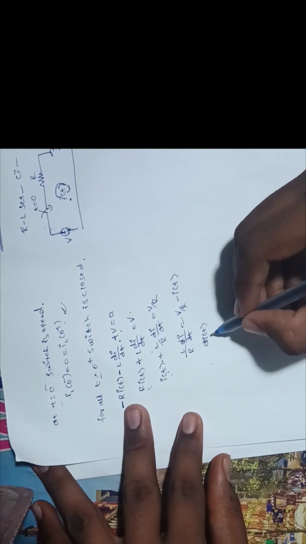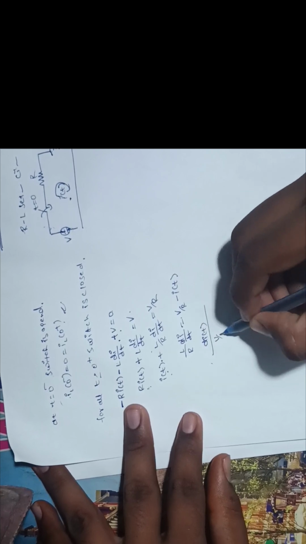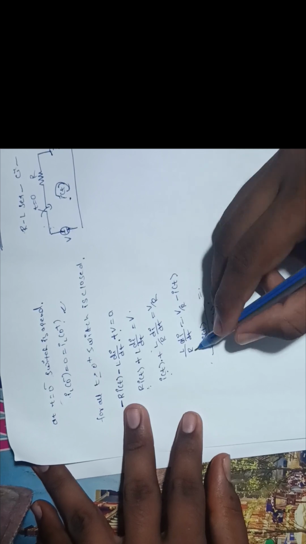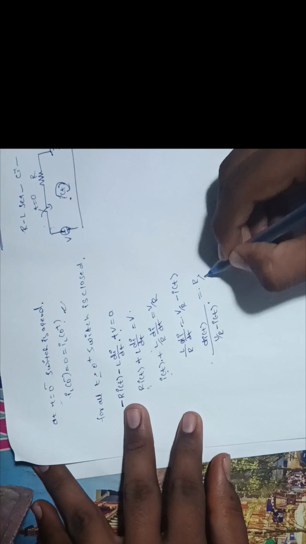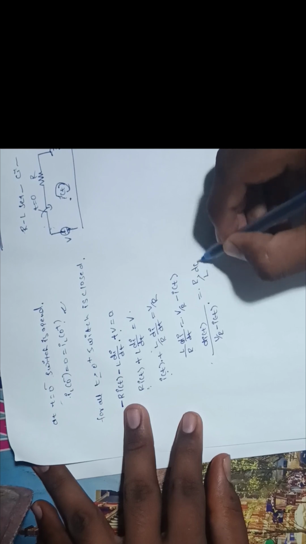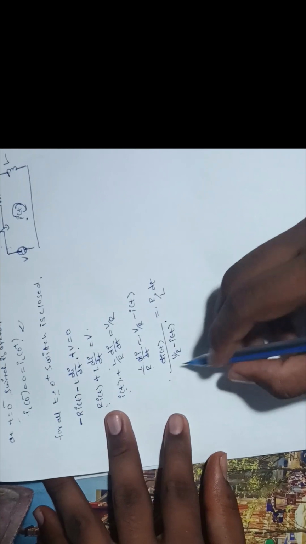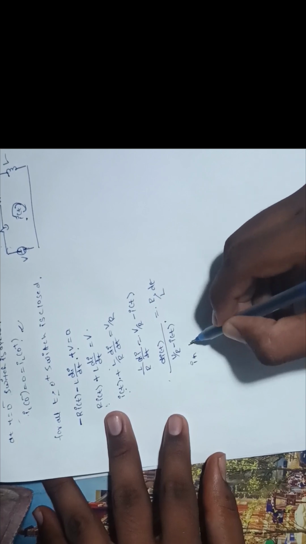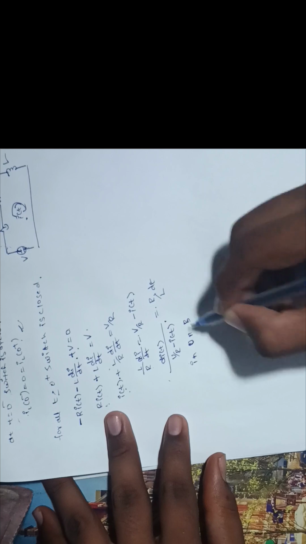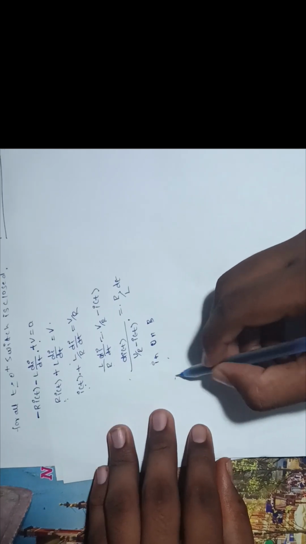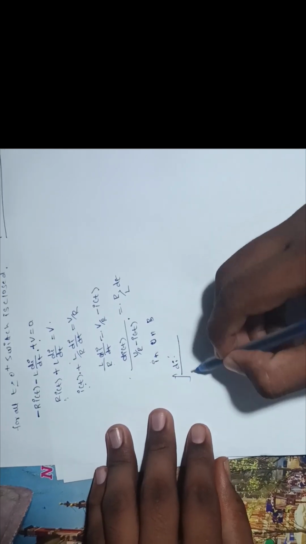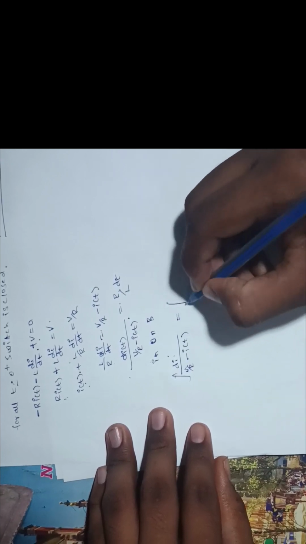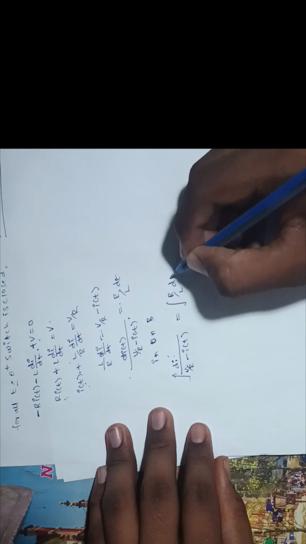di by (V by R minus i of t) equals R by L dt, so the variables are separated. Now integrate on both sides: integration of di by (V by R minus i of t) equals integration of R by L dt.